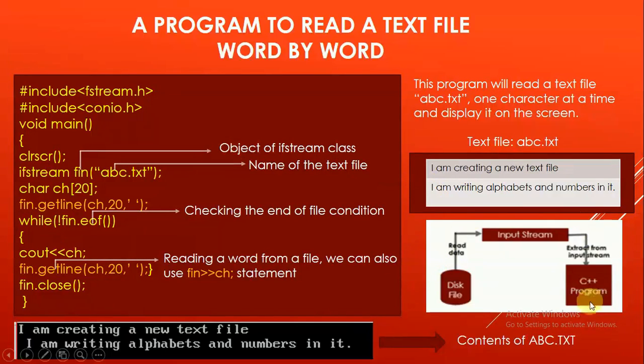So if I look at the internal operations, you can see here there is an input stream which works between the file and C++ program. Input stream reads data from the file and stores it in a buffer here, and then we can extract the data. C++ program can extract the data from this buffer in which the data has been stored by input stream. So this is how it works actually.